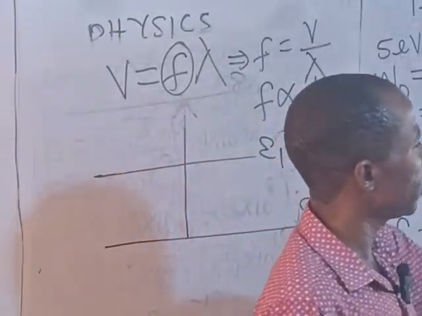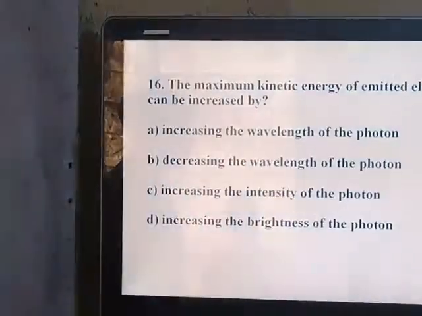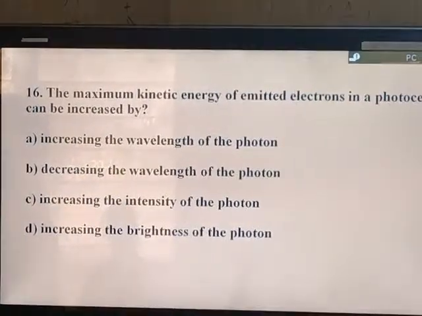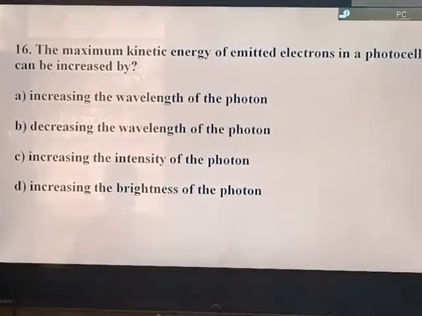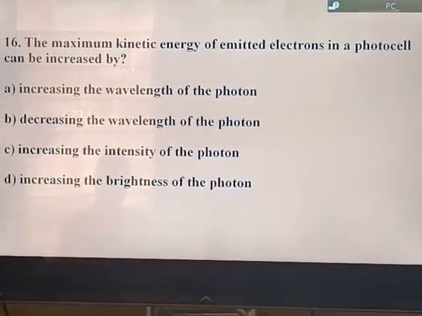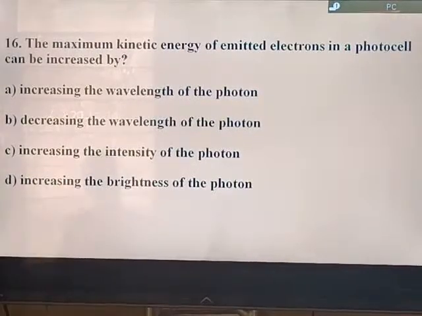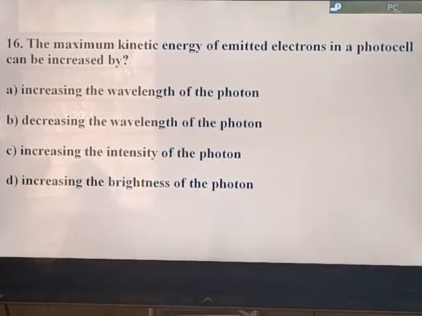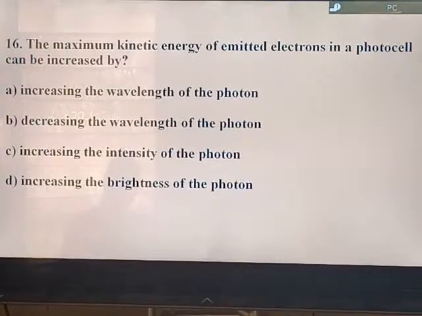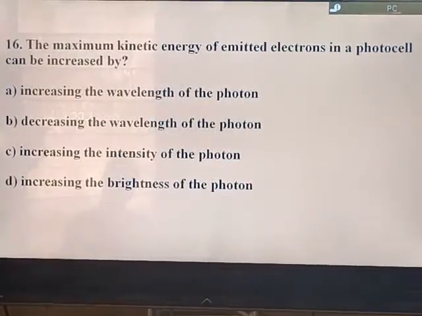And if you want to get maximum kinetic energy, what do you need to do? You need to increase the frequency. And if you look at the options here, was there any mention of frequency? No. But we can use that because we know that the higher the frequency, the higher the maximum kinetic energy. And we know that the higher the frequency, what happens to the wavelength? The lower the wavelength. So if you want to increase the maximum kinetic energy, what do we need to do? We have to reduce or decrease the wavelength. So look at option A, increasing the wavelength. That's wrong. Option B, which is the correct answer, decreasing the wavelength.